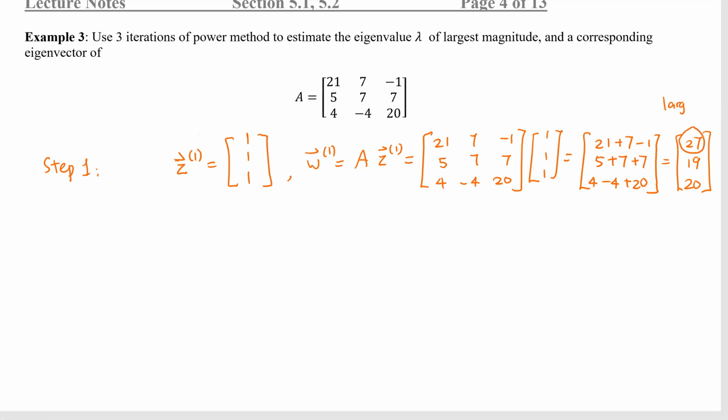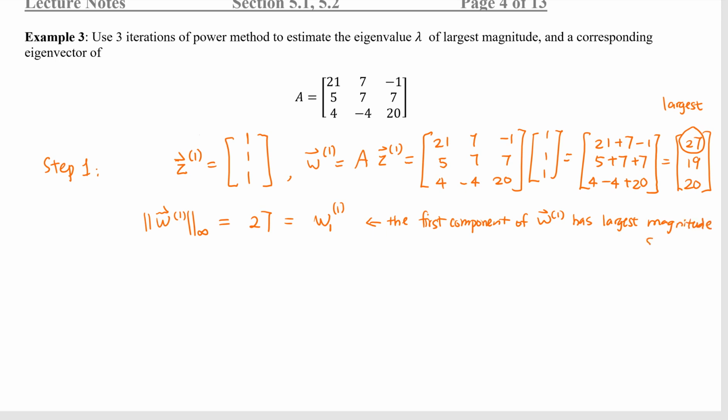And this guy is the largest. Right? Because this guy is largest, we say the W1 norm, L infinity norm, equals 27. And this is the first component of W1. Okay? It has the largest magnitude. Sometimes it could be negative. Okay? So we just look at the magnitude. The magnitude is largest. So far, so good, everybody. So that is the first step. We get the estimated eigenvector and the estimated eigenvalue.